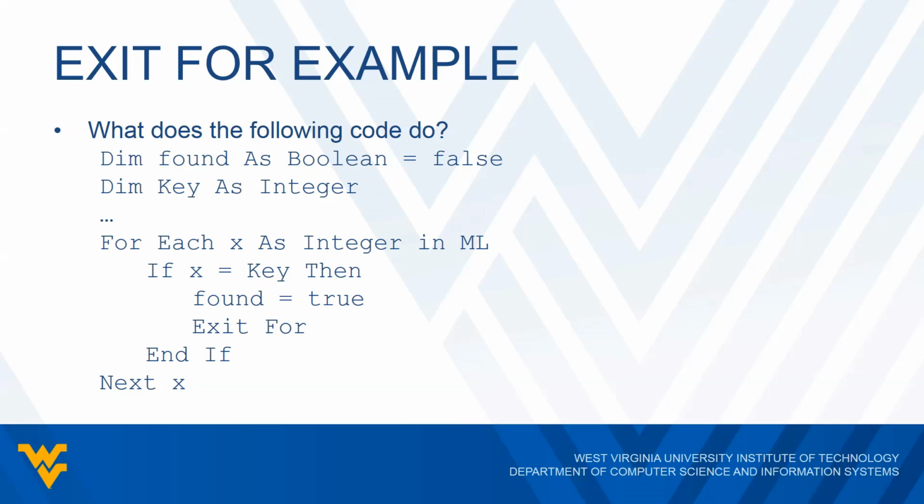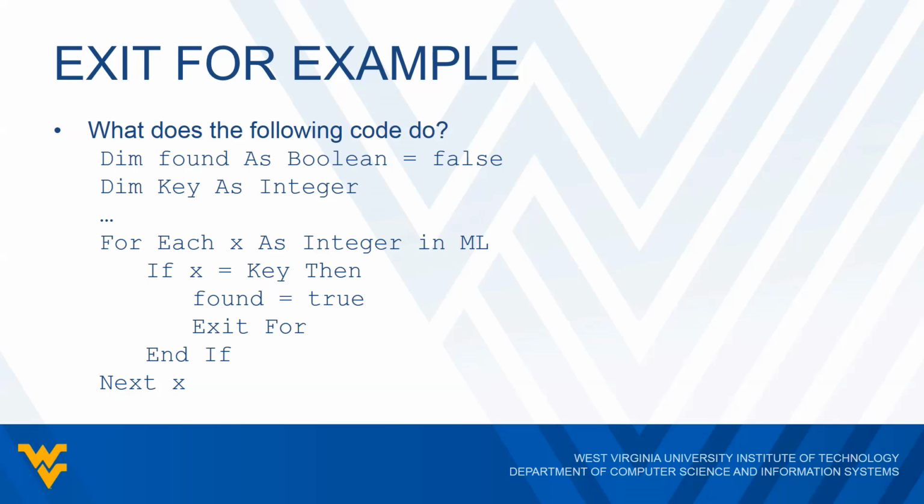Let's go ahead and break this down. So we see that we have a couple variables declared at first. We have a Boolean variable called found that's initially false. We have an integer variable called key, and it's not initialized to anything. That's fine. We have our For Each loop. We have x As Integer In ml. So we're still looking at a list of integers. We don't know what's in that list. We just know that we have a list of integers, and we're going to use x as our variable here.